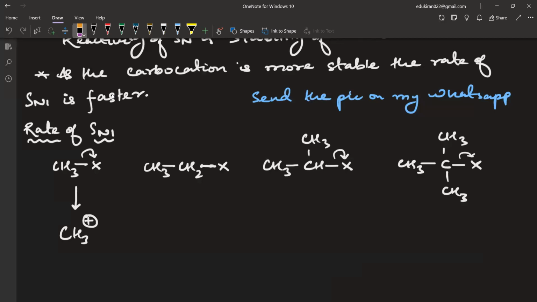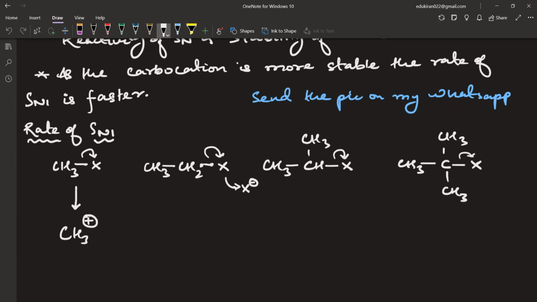Okay. And also, sharing of electrons takes place whenever you have a covalent bond. So one of these electrons will be from carbon, the other electron will be from halogen, right? Now, once you remove this, what happens? X gets a negative charge. That means X is taking both of the electrons, right?